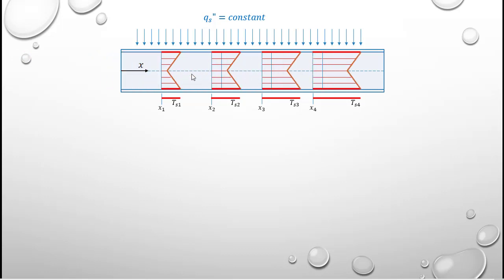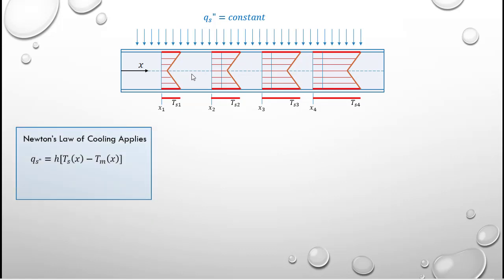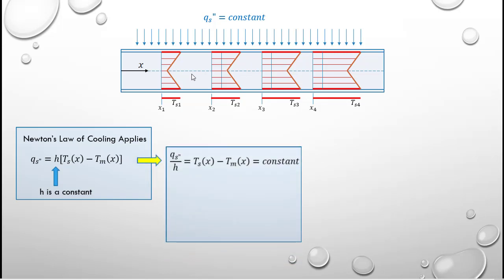Now the question is, this implication that the profile, its general shape, is not changing, we need to look at whether or not that's a valid assumption. Newton's law of cooling will apply to this situation, and we can define it as the constant heat flux is equal to the constant convection coefficient times the temperature difference, which will be given as Ts minus the mean temperature at any given x location. Now, if we rearrange this, where we divide the constant heat flux by the constant heat transfer coefficient, we get that the temperature difference is likewise a constant.